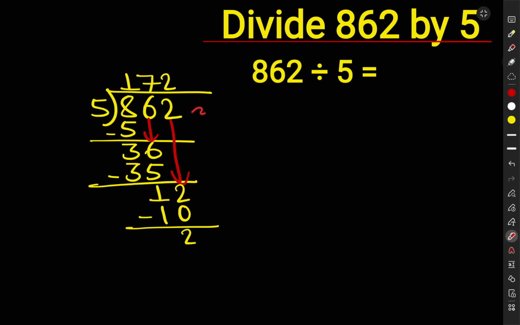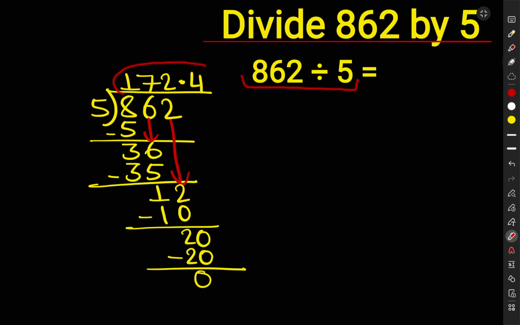So now we have no other number to put down. So we put a decimal here so that we can put 0. So it is 20 and 5 times 4 is 20. On subtracting we get 0. So 862 divided by 5 is 172.4.